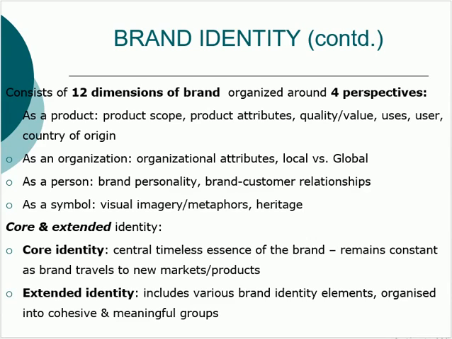Brand identity consists of 12 dimensions of brand, organized around 4 perspectives: as a product, as an organization, as a person, and as a symbol. Brand as a product gives product scope, product attributes, quality, value, user, and country of origin. Brand as an organization covers organization attributes, local versus global. Brand as a person covers brand personality, brand customer relationships. And brand as a symbol covers visual imagery, metaphors, heritage.